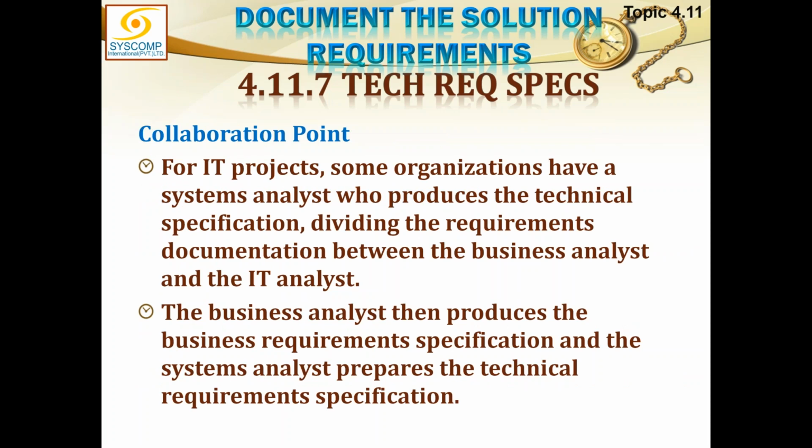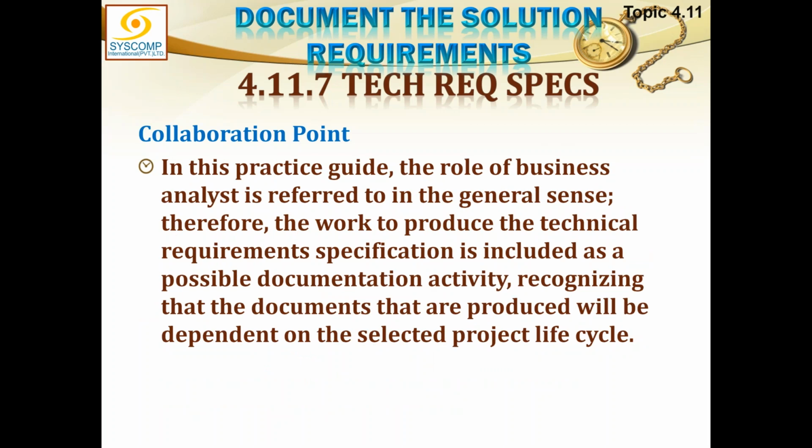Some organizations have a system analyst who produces the technical specification, dividing the requirements documentation between the business analyst and the IT analyst. The business analyst produces the business requirement specification and the system analyst prepares the technical requirement specification. In this guide, the role of business analyst is preferred to the general system sense. Therefore, the work to produce the technical requirement specification is included as a possible documentation activity, recognizing that the documents produced will be dependent on the selected project life cycle.